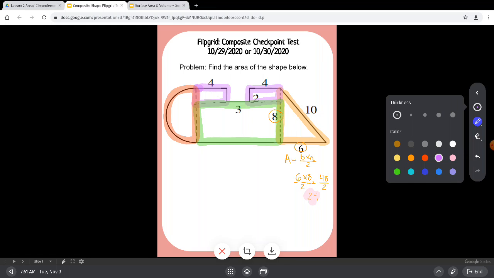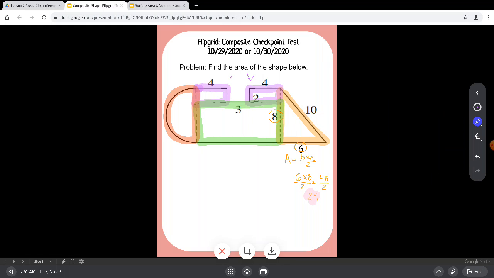The next one I'm going to do are the two small rectangles up here. I know these are similar for two reasons. First, I know that they have the same dimension on top, which is 4. And I also know that the dimension or the height going up and down is the same, so that'll be 2. So something I need to keep in mind is that I have 2 of these. So I have a rectangle with a base of 4 and a height of 2.